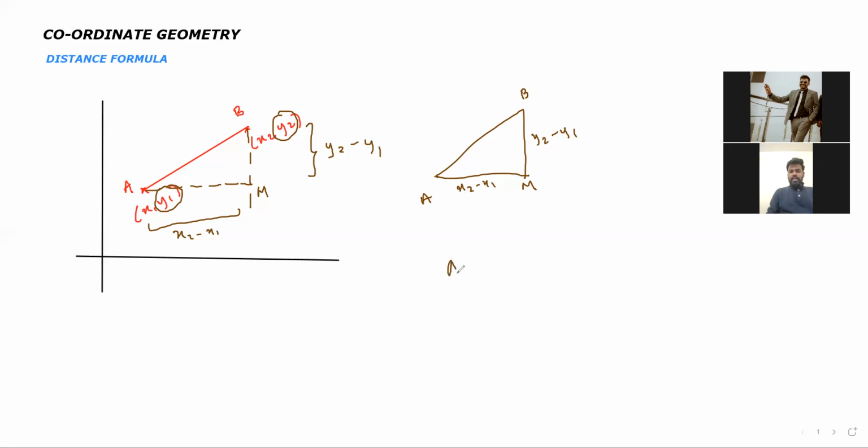Yes. Applying Pythagoras theorem, you get AB as the root of (x2 minus x1) the whole square, that is AM square, plus (y2 minus y1) the whole square. So this is how we get the distance formula, that is the distance between two given points. Hope you have understood what the distance formula is and how we derived the formula for finding the distance between two given points. Let's try one question using the distance formula.